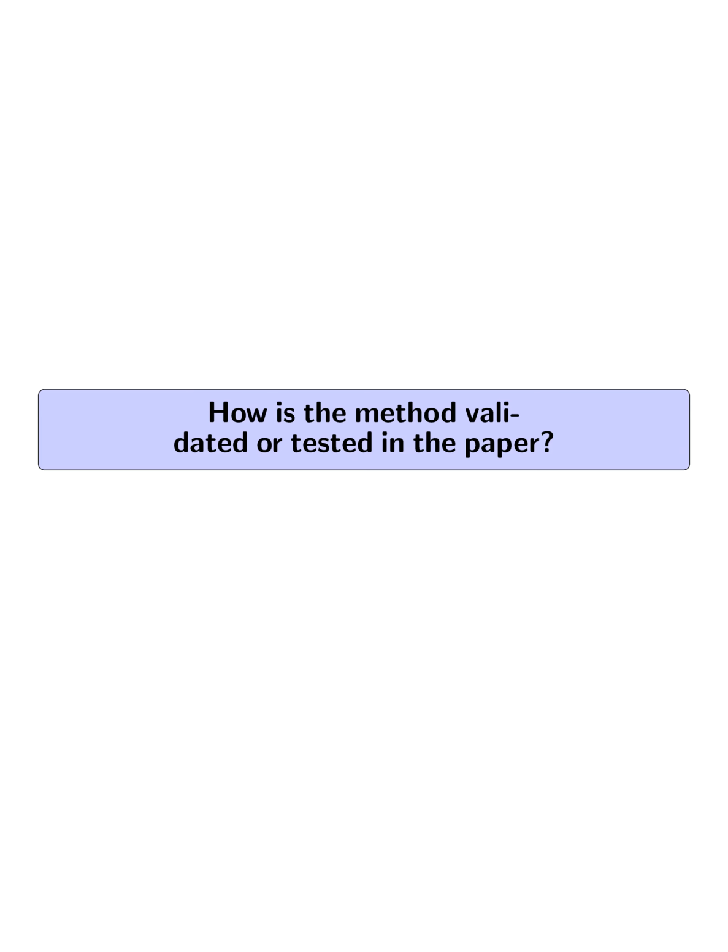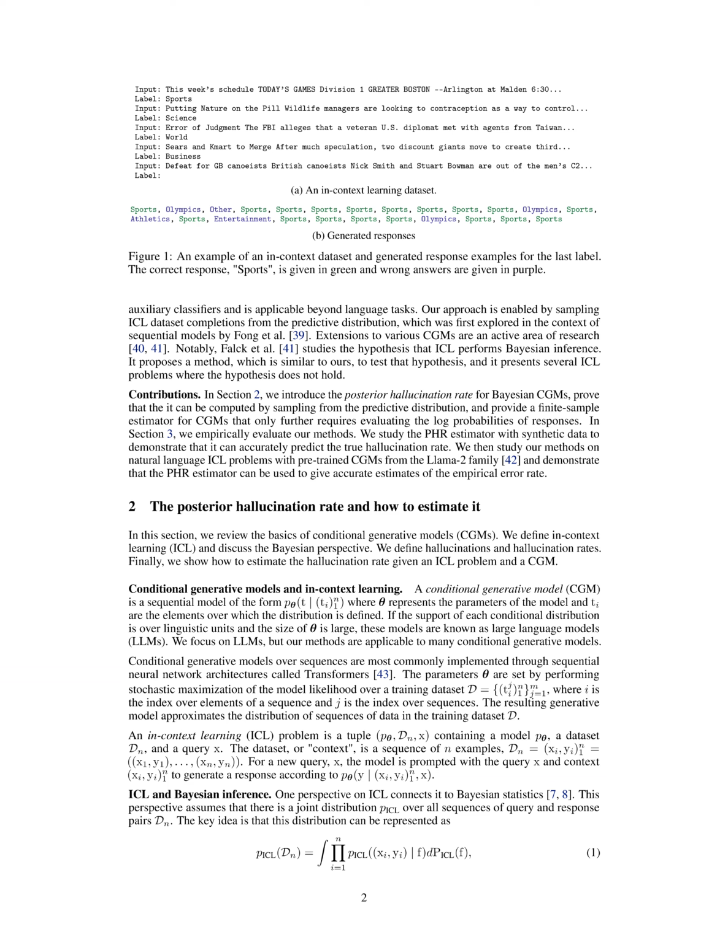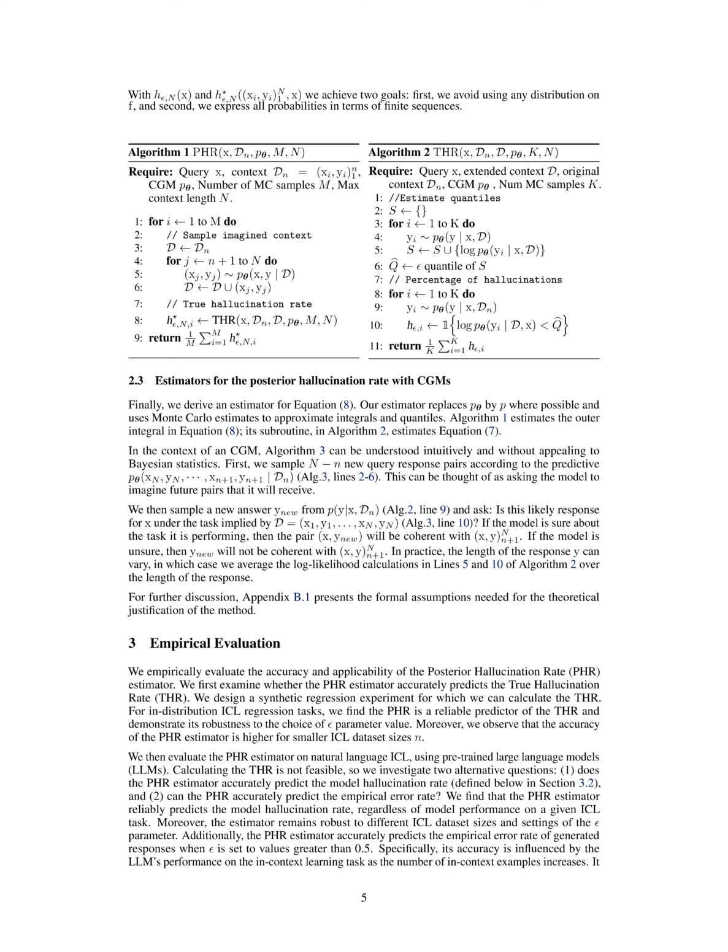How is the method validated or tested in the paper? The method in the paper is validated through empirical evaluation. The authors first demonstrate the accuracy of the posterior hallucination rate (PHR) estimator by comparing it to the true hallucination rate (THR) in synthetic regression experiments where the true mechanism is known.